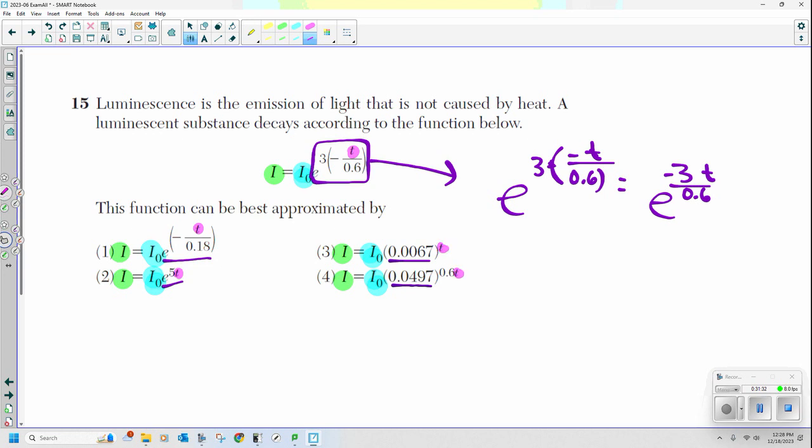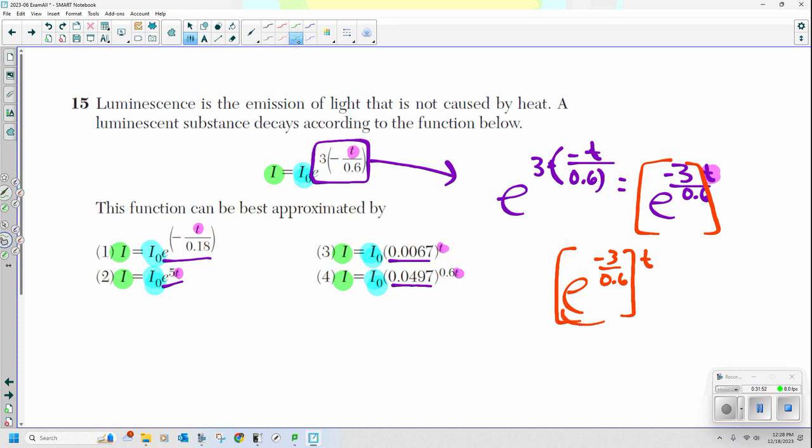So I don't even really need the t here. Okay, so what I'm going to do is break this apart. I'm going to take e raised to the negative 3 over 0.6 and keep the t part of my exponent on the outside. So I'm just going to put this in the calculator.